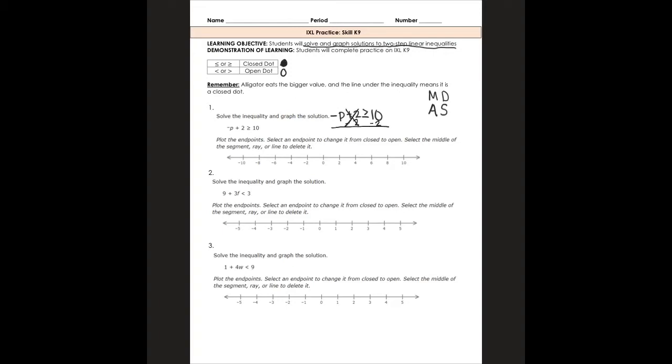The 2's cancel out and I get negative p is greater than or equal to 10 minus 2. 10 minus 2 is 8. And for our last step, we still have the negative sign in front of p. This does not mean that we're done. We still have to get rid of that sign. So the opposite, this is a negative 1. The opposite of multiply by a negative 1 is divide by a negative 1. So on both sides, we divide by negative 1, and we get p.